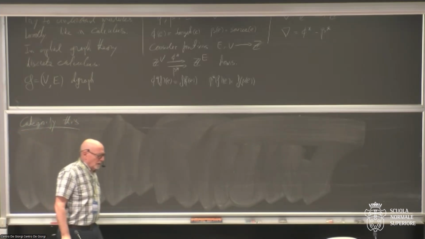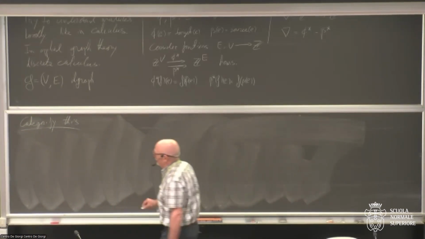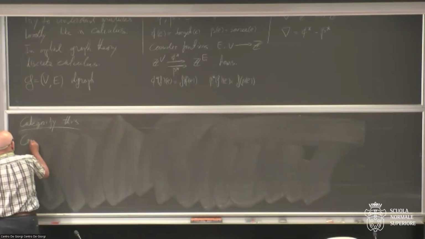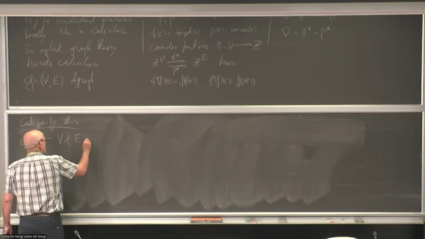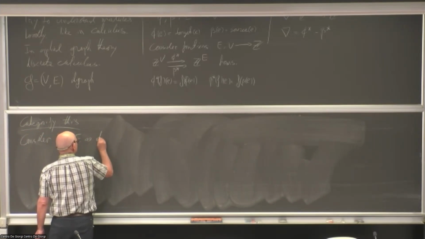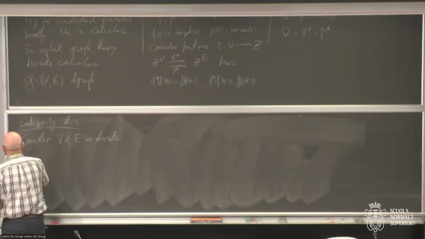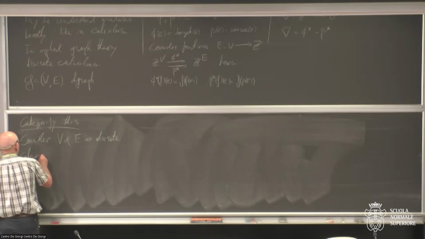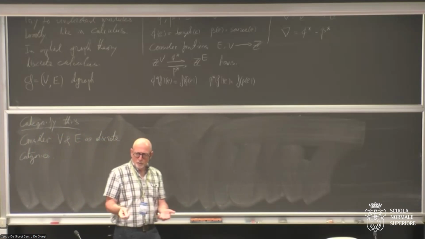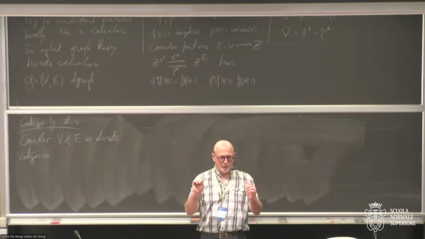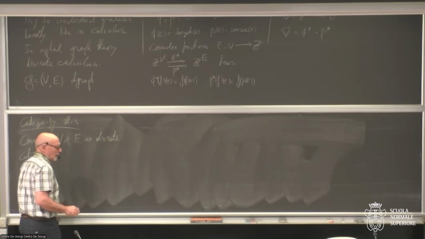So what am I going to do? I'm going to look at V and E as discrete categories. What does that mean? V and E are just sets, so these are the objects, and the only morphisms are the identities. So just discrete categories. Very good. Okay, so now what can I do?